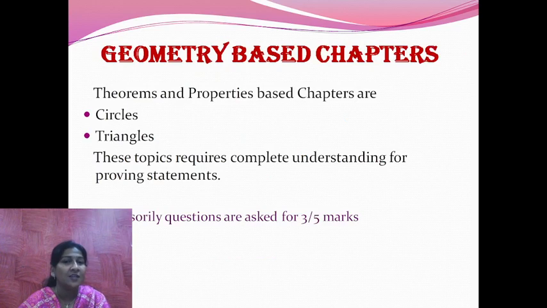In circle lessons, as you know, there are two theorems. Okay. And in the triangle lesson, there are 5 theorems, but the main theorem is BPT, that is basic proportionality theorem, and the converse of basic proportionality theorem. So if you are thorough with this theorem, students, you can prove the questions which are based on this property, and you can score 15 marks. Yes, compulsorily 3 to 5 marks questions are asked on this topic.